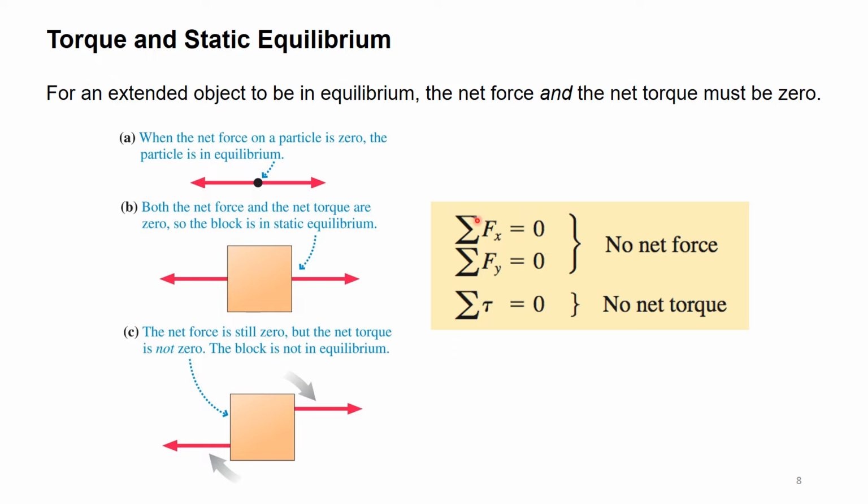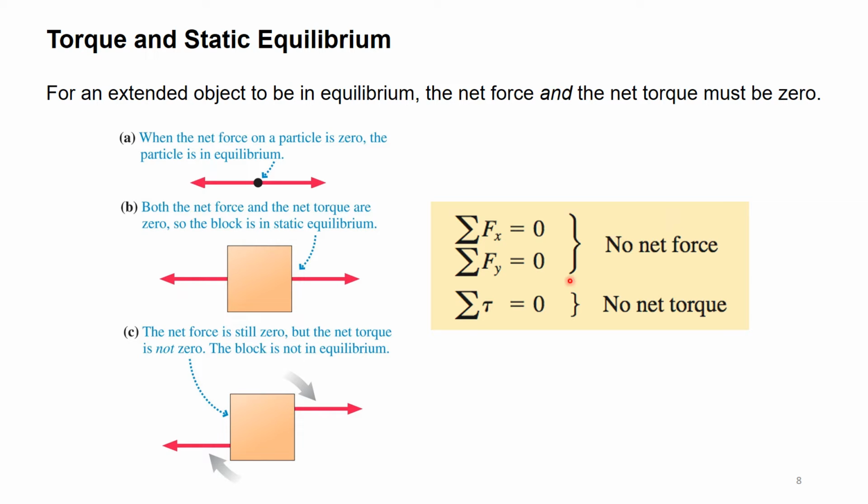So these are the conditions that we have for describing something in static equilibrium. The object must have zero net force, which means for the x direction and the y direction separately, when you add up all the forces and the components, you'll get 0. If you don't get 0, that means the net force is not 0 and the object is accelerating and it's not at equilibrium.